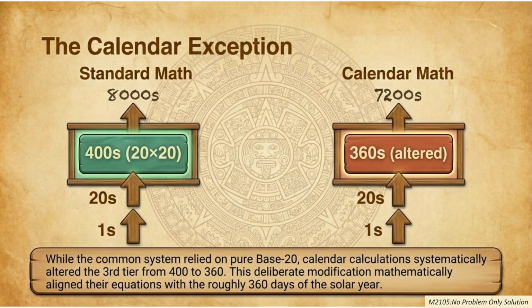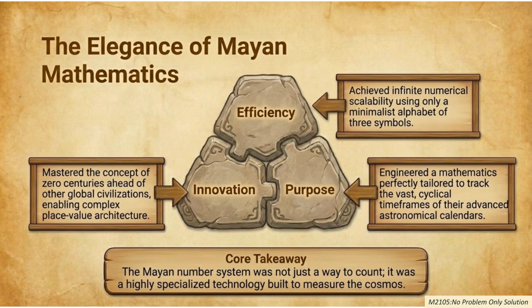For calendars, the Maya used an altered system. By using 360 instead of 400 for the third tier, they could mathematically align their numbers with the solar year. Ultimately, the Mayan number system was an elegant, efficient, and innovative technology designed to track time and measure the cosmos.